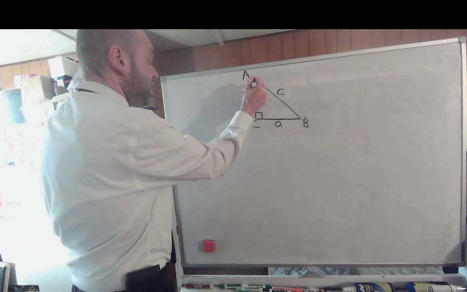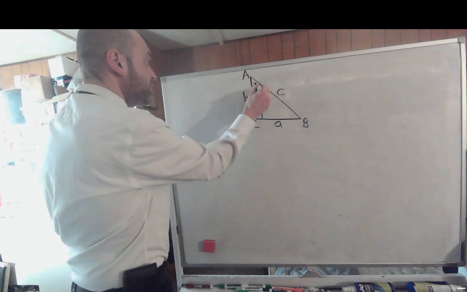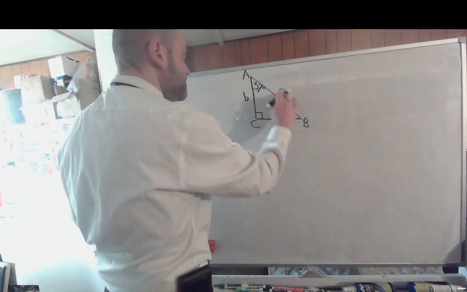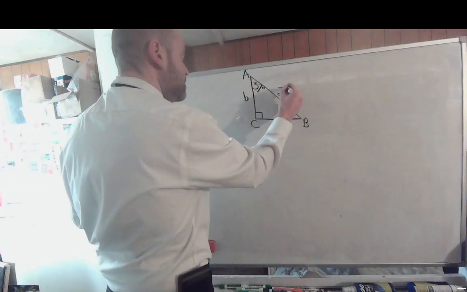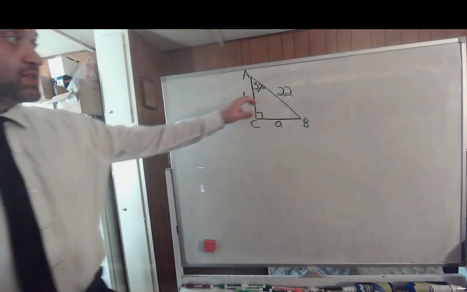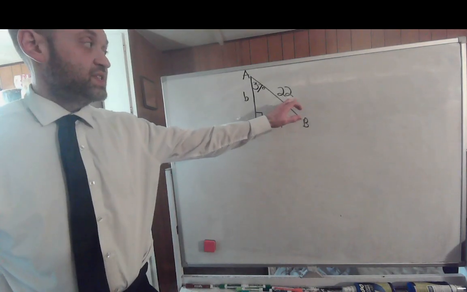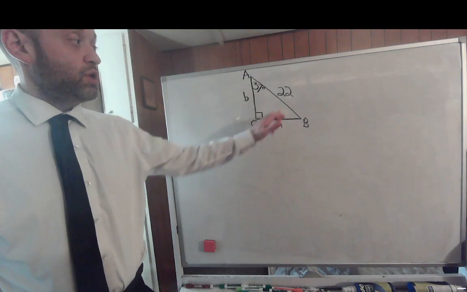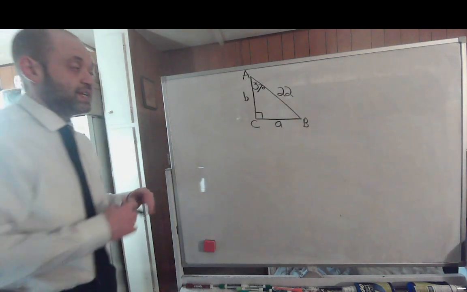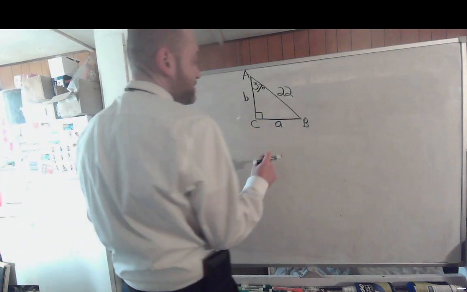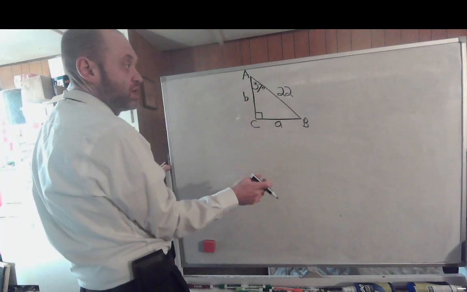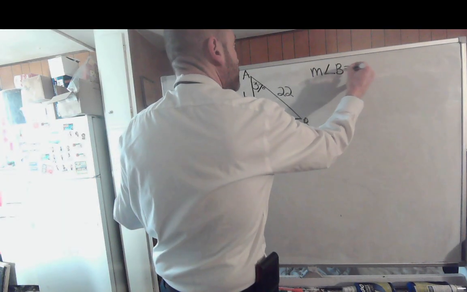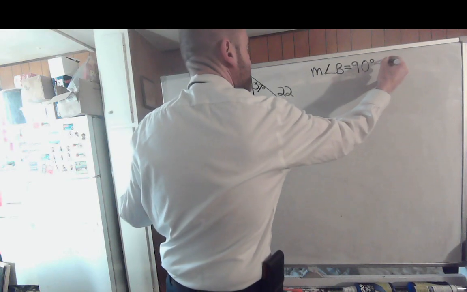Alright, we're given that angle A has a value of 37 degrees. We're given that the hypotenuse C has a length of 22. So we know angle A is 37 degrees. We know the hypotenuse C is equal to 22. Alright? Well, we don't know angle B just yet, but that's the easiest thing to find because the two remaining angles of a right triangle are complementary. So the measure of angle B would equal 90 degrees minus 37 degrees.